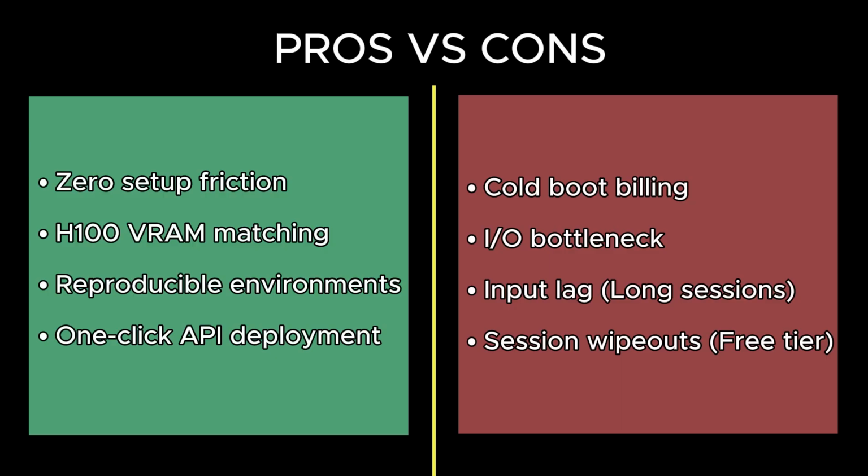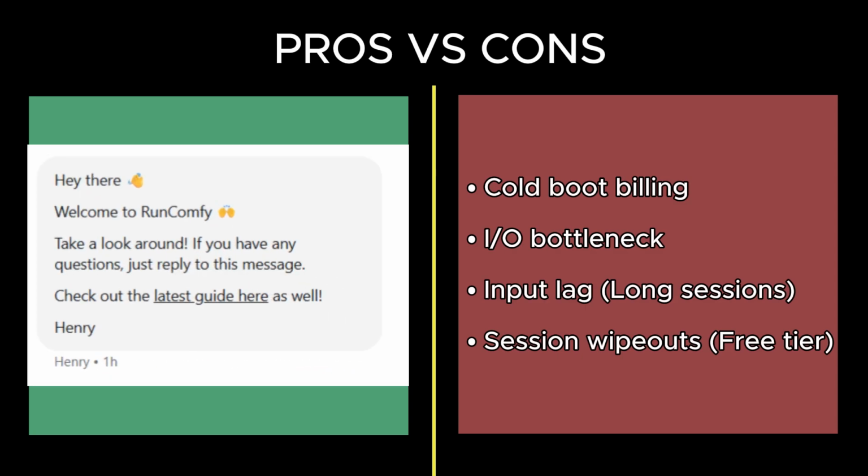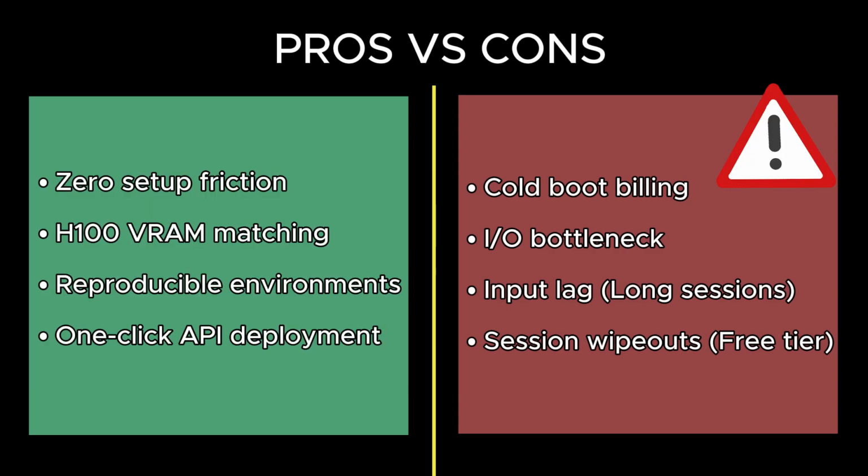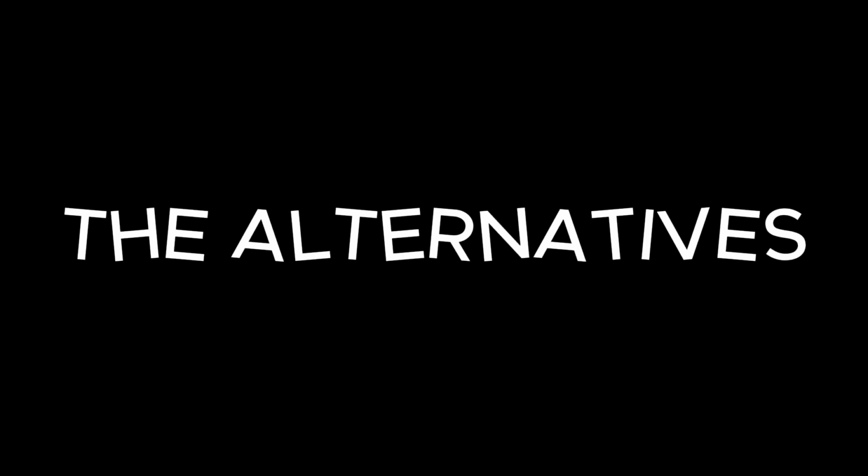The honest split. Pro side, zero setup friction, H100 VRAM that no consumer card matches, team shareable, reproducible environments, and a one-click API deployment that auto-scales to 0. Con side, cold boot billing, I/O bottleneck on slow internet, input lag after long sessions, and session wipeouts without the $30 Pro plan. The main alternatives.